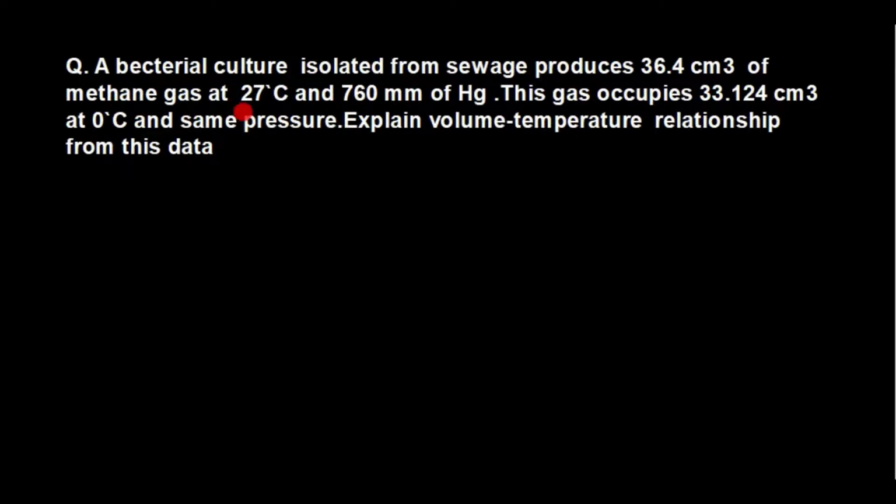Once again, we will read the numerical which is given and then we will solve it. A bacterial culture isolated from sewage produces 36.4 cubic centimeter of methane gas at 27 degrees centigrade and 760 millimeter of mercury. This gas occupies 33.124 cubic centimeter at 0 degree centigrade and same pressure. Explain volume temperature relationship from this data.